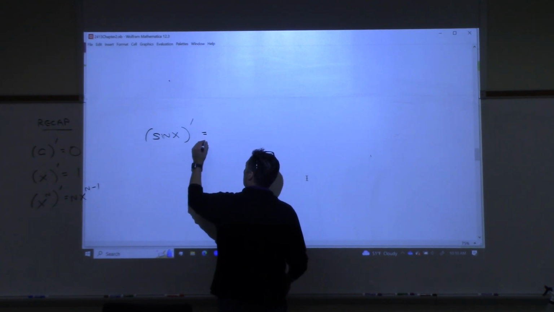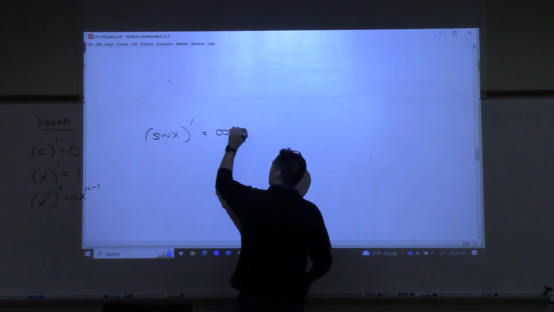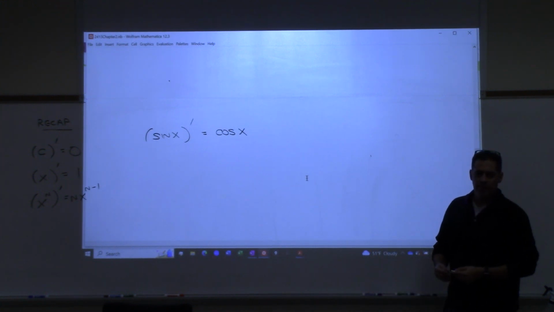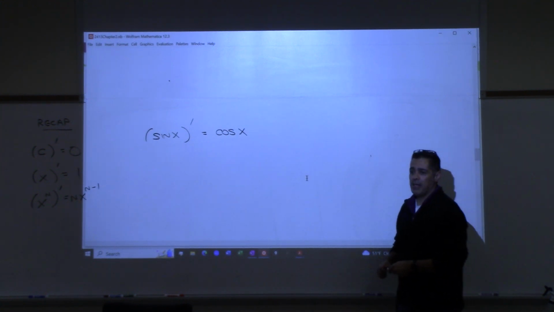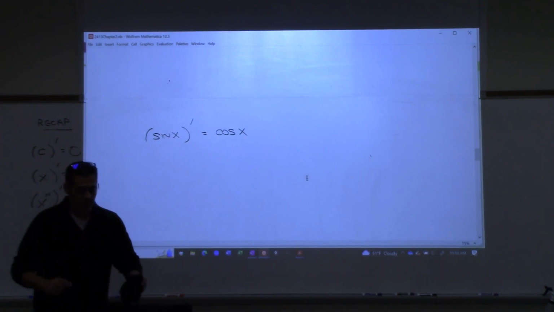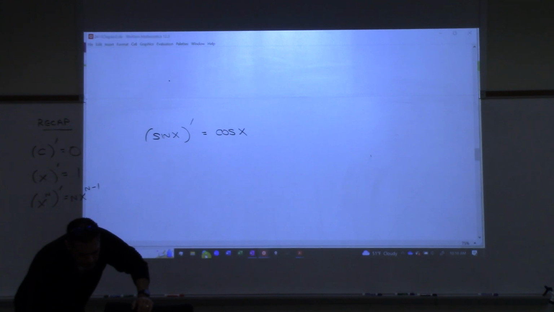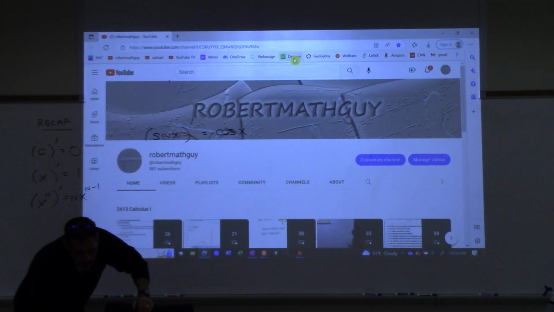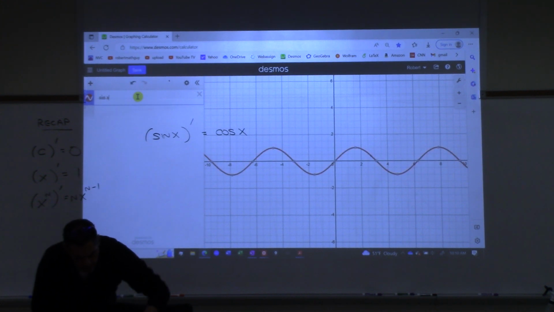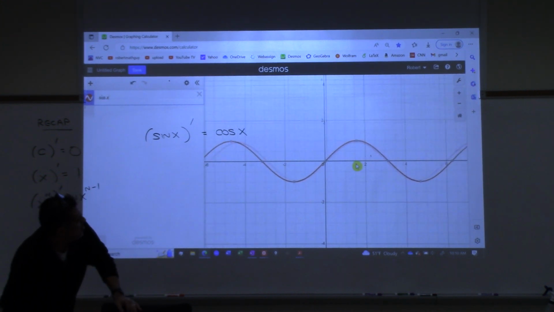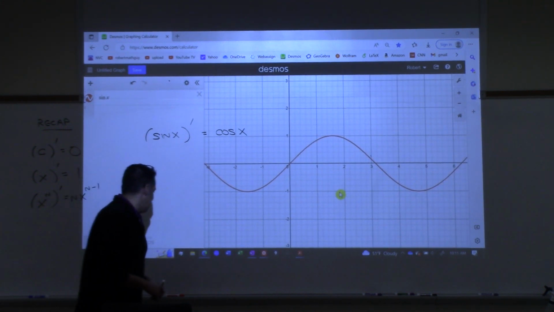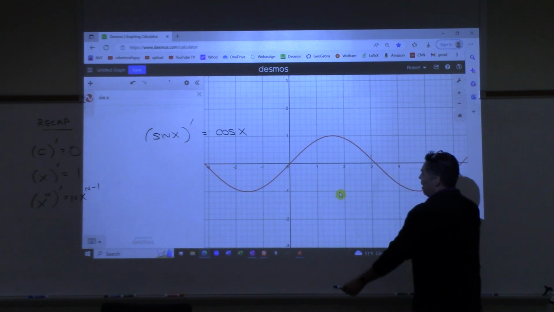The derivative of the sine function is exactly the cosine function. That's it. The derivative of sine of x is cosine x. Now, I'm not going to prove it to you, but I'm going to show it to you visually. So I'm going to graph here sine x for you. There's sine x. Let me zoom in here. And we talked about this in class last time, so I know this is not brand new.